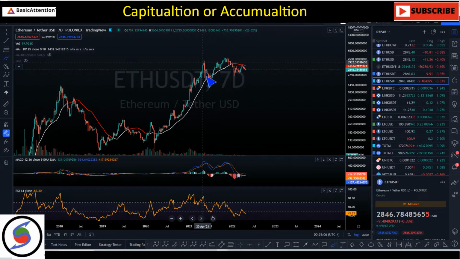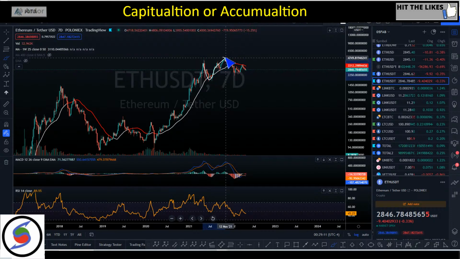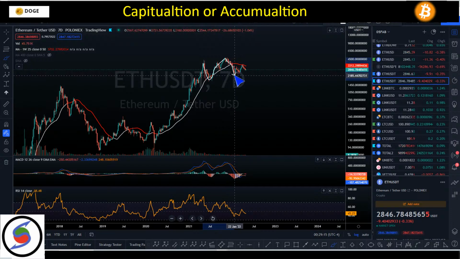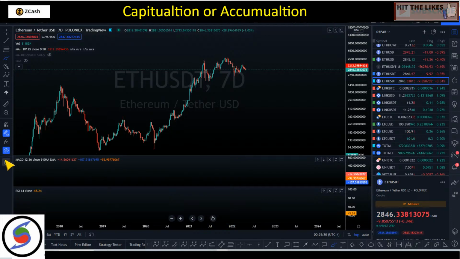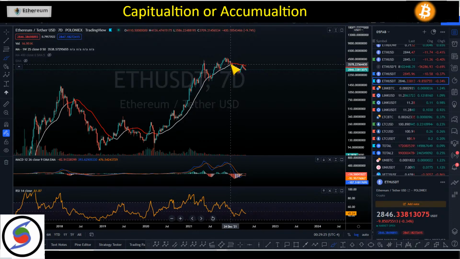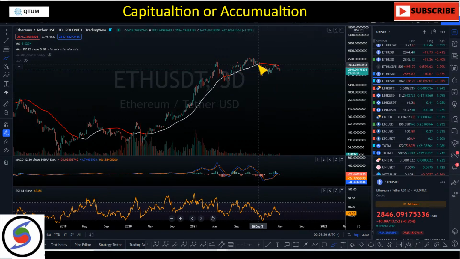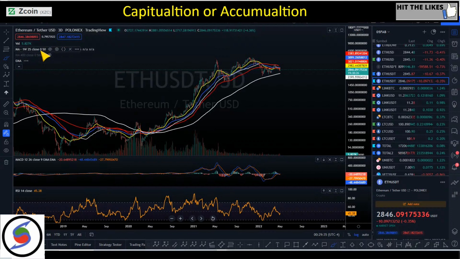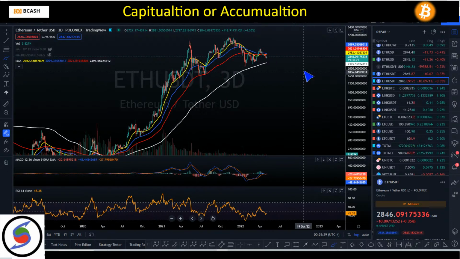Now if you take a look right there, we dumped below it, slightly red, and then flipped back white, and then pumped all the way up to nearly 4.8k, and now we dump below it. After we dumped, we called the dump. Remember back then what I was saying was that we were not yet below our 25 MA. However, on our 3D basis, we were below our 21 EMA.